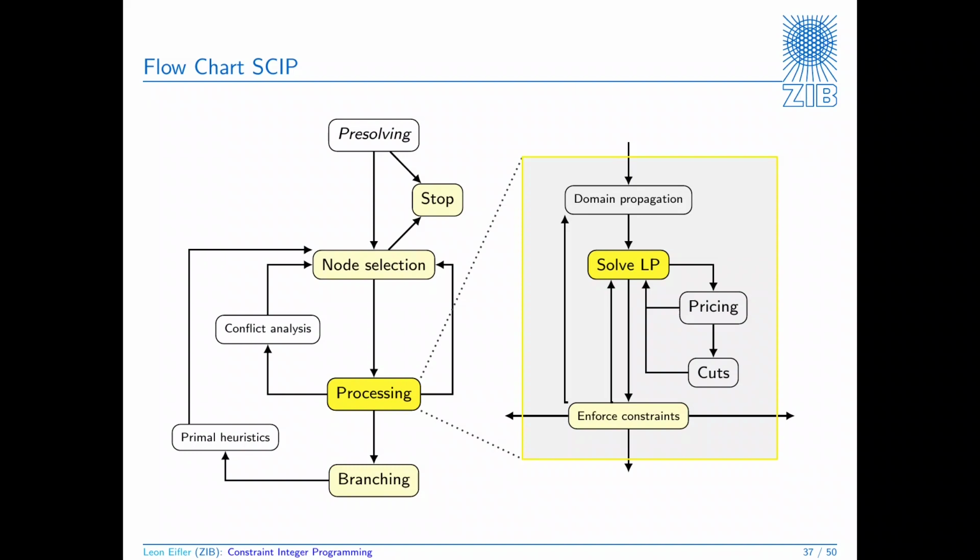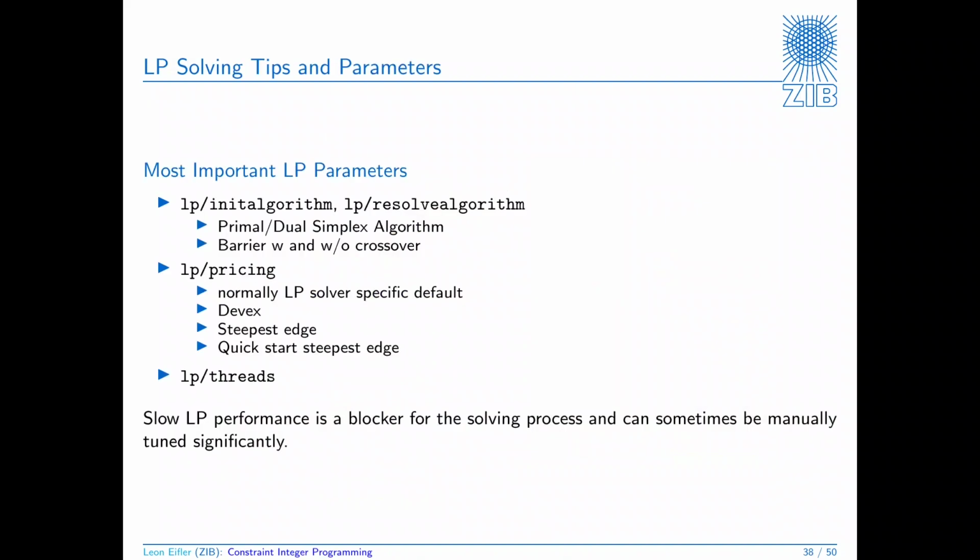Next up, we solve the LP relaxation. Let's look at some important tips and parameters here. So you can change the initial LP algorithm and the resolve LP algorithm in SCIP from primal, dual, and barrier with and without crossover. So usually this will be the dual simplex algorithm, but you can change it if this is something that you want.